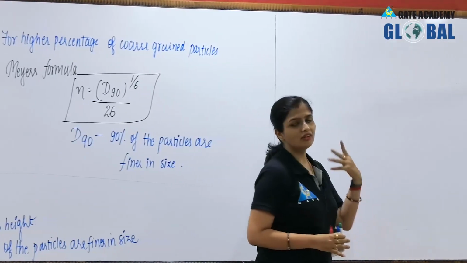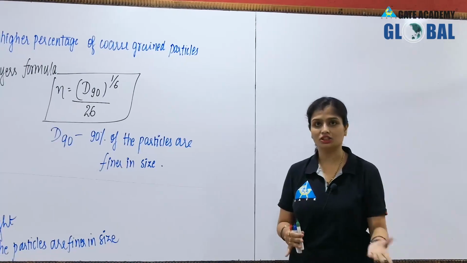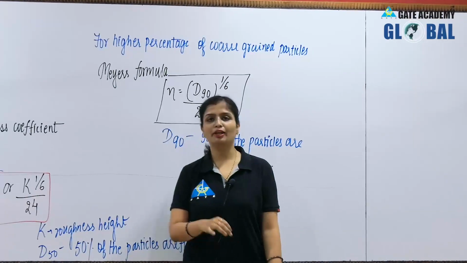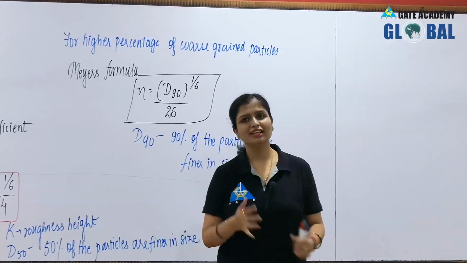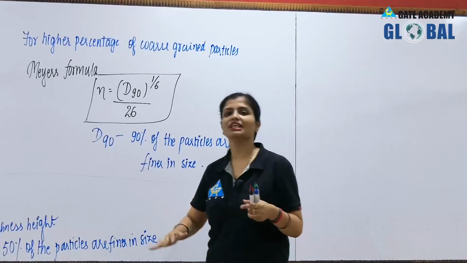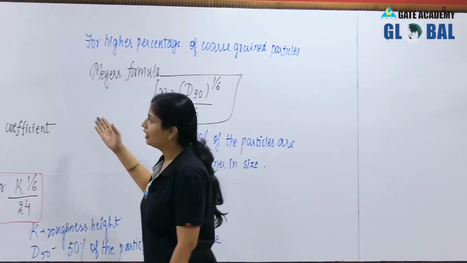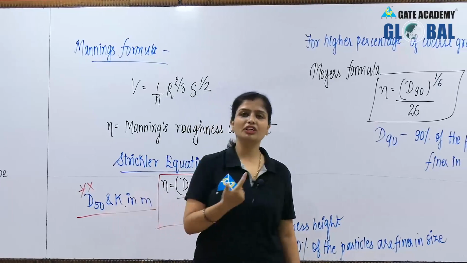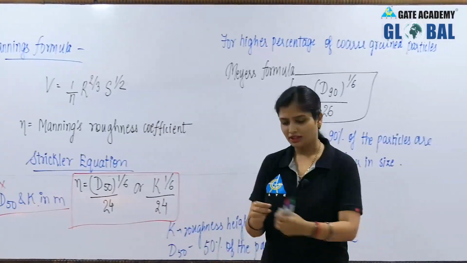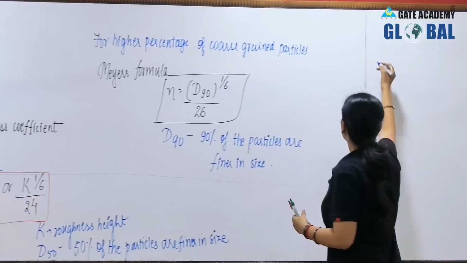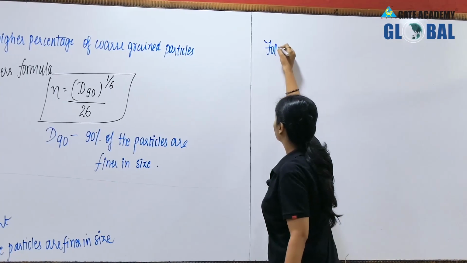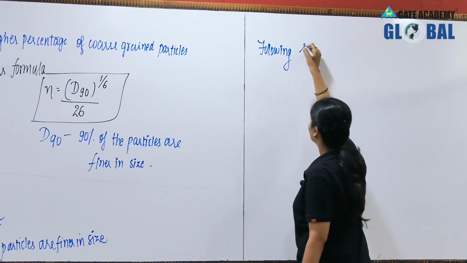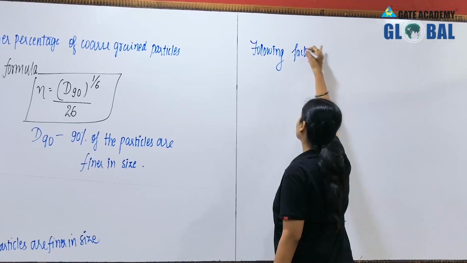What are the factors on which Manning's roughness coefficient depends? Come on, tell me. Imagine there is a channel surface, and depending upon these formulas, what are the factors on which n depends? Till the time I write, I'll write the following factors on which n depends.